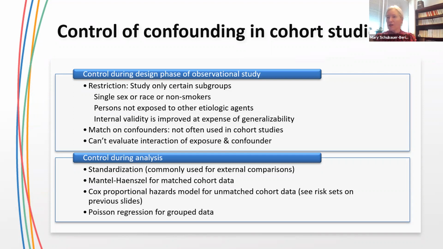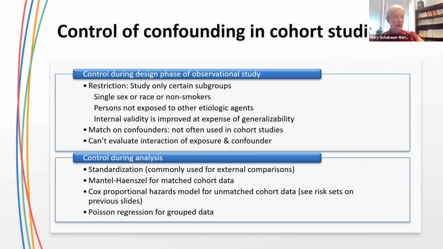But I showed you an example of using incidence density sampling to exactly match on age. And age is one of the most important confounders in just about every outcome that you could conceive of. When you're restricting, you cannot evaluate interactions of the exposure and the confounder. However, you can when you're matching under some circumstances. You could also control during the analysis, which is much more common these days.